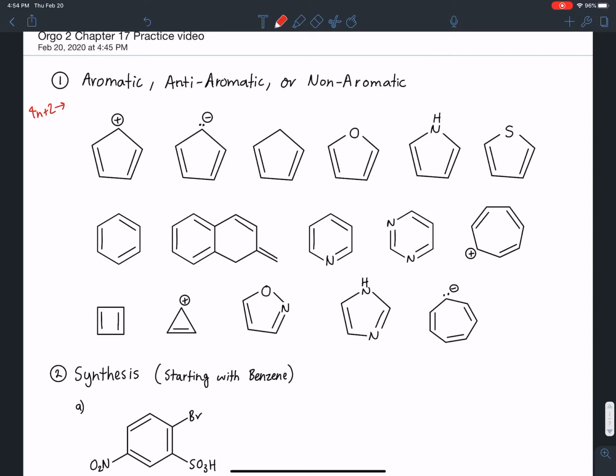If n was 0, you get 2. If it was 1, you get 6. If it was 2, you would get 10. That's the Huckel's rule. If you have 4n, you can get 0, 4, or 8. So that way we can figure out if something's aromatic or anti-aromatic. So here we're getting 2 and 2, so we're getting a total of 4, which is anti-aromatic.